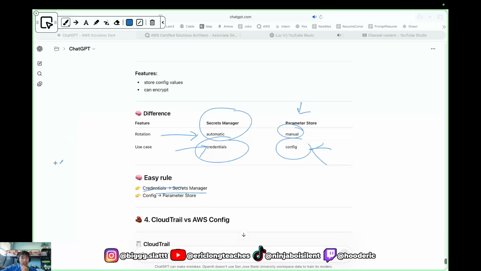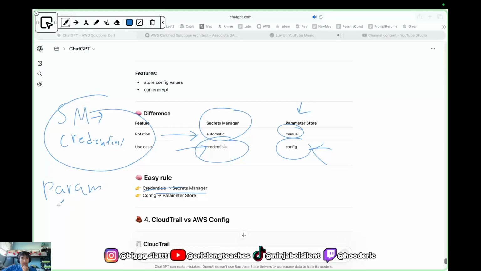So we could say Secrets Manager is for credentials, because you want to keep your credentials a secret. And what was the other one? Parameter Store is for configurations.